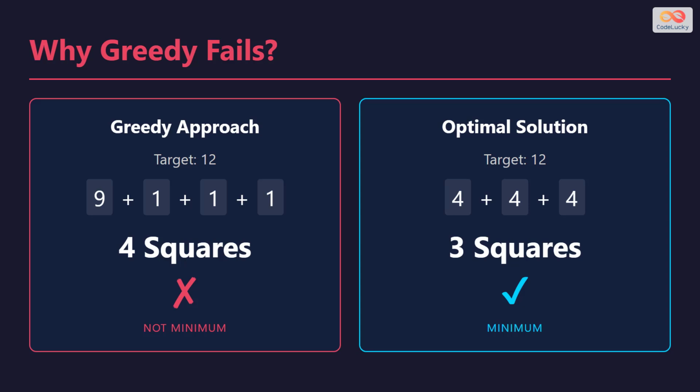Your first instinct might be a greedy approach. That is, always subtract the largest possible perfect square. Let's see why that fails. Take the number 12. The largest square less than 12 is 9. If we take 9, we are left with 3. The only way to make 3 is 1 plus 1 plus 1. That gives us a total of 4 numbers, 9, 1, 1, and 1. But as we saw, the optimal answer is 3 fours. So, simply grabbing the biggest square doesn't always work.